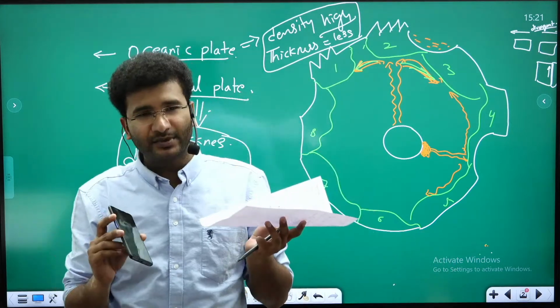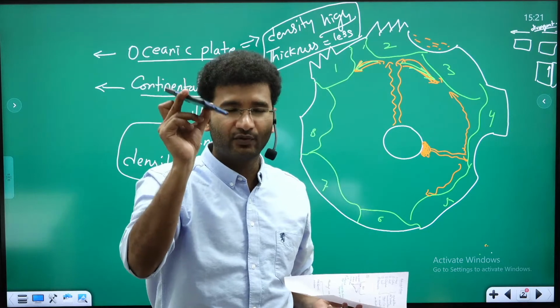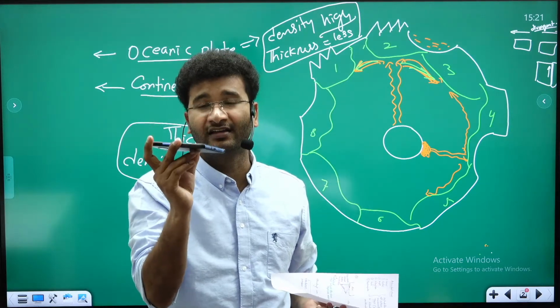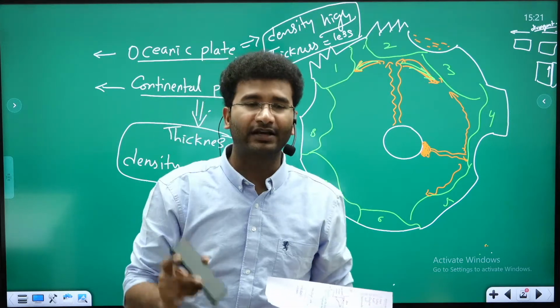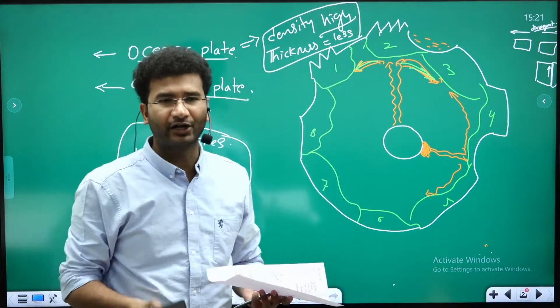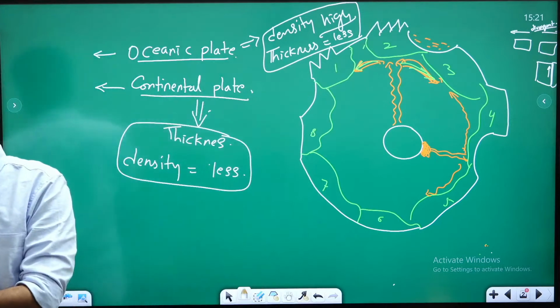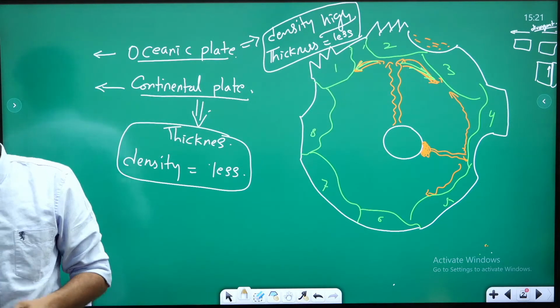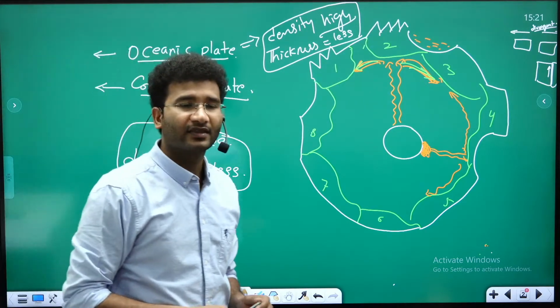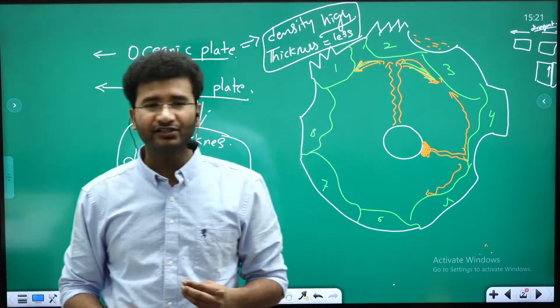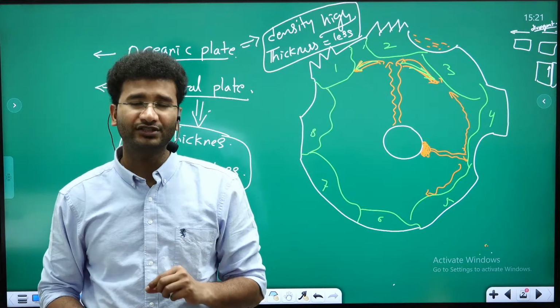Now just imagine, though the thickness of this mobile phone is less, its density is high, because of which it is considered to be a sinking plate. Like that, this is like your oceanic plate. Last class we decided that the density of the oceanic plate is high and the density of the continental plate is less, but the thickness of the oceanic plate is very, very less.